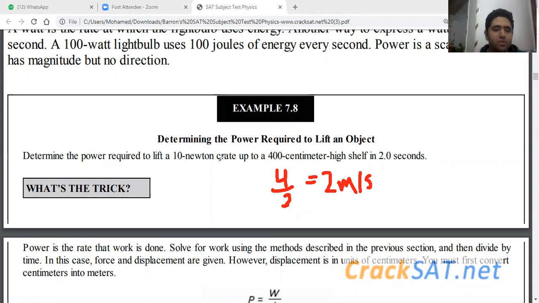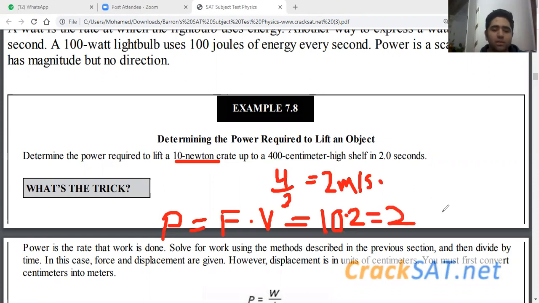Multiply that by the force. So you're going to say, well, you got work, you got power equals force times velocity. So that is 10 multiplied by 2, you got 20 watts.